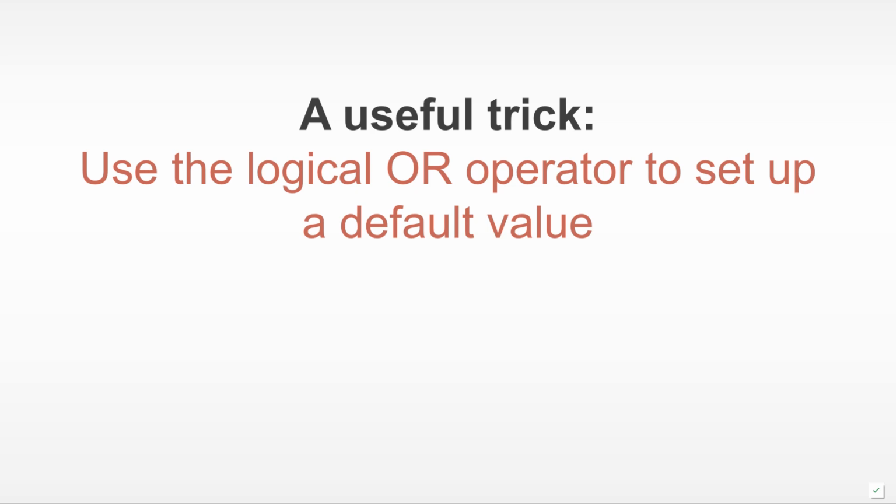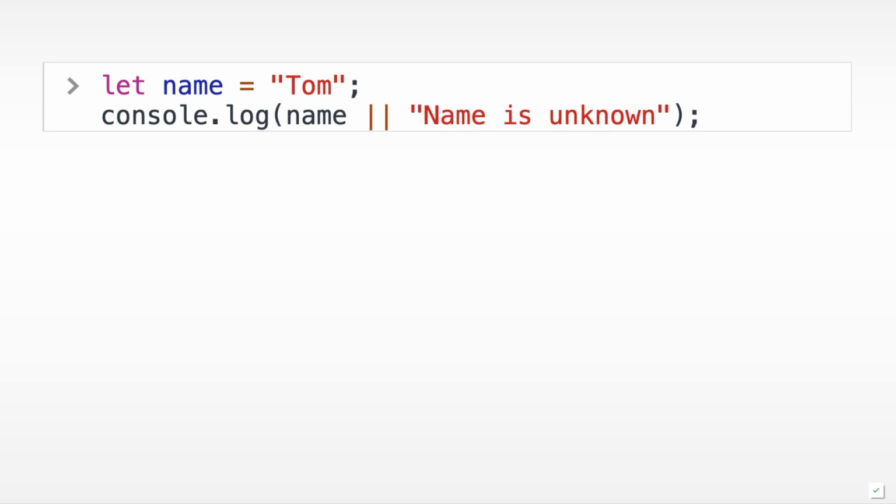Imagine that we have the following code. On one line we would assign the string Tom to the variable name, and on the second line we would show the value of that variable in the console. So we have console log name. But notice what we have done after name. We are using the OR operator followed by something else afterwards, another value. And the value in this case happens to be the string name is unknown.